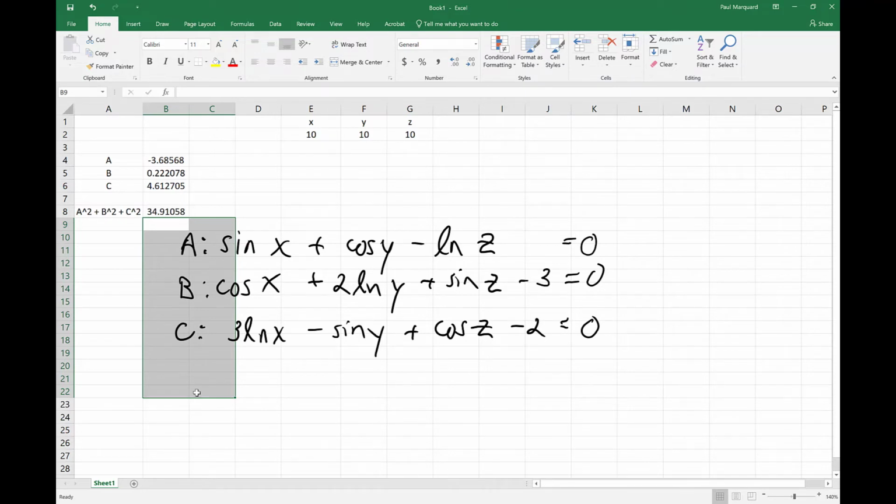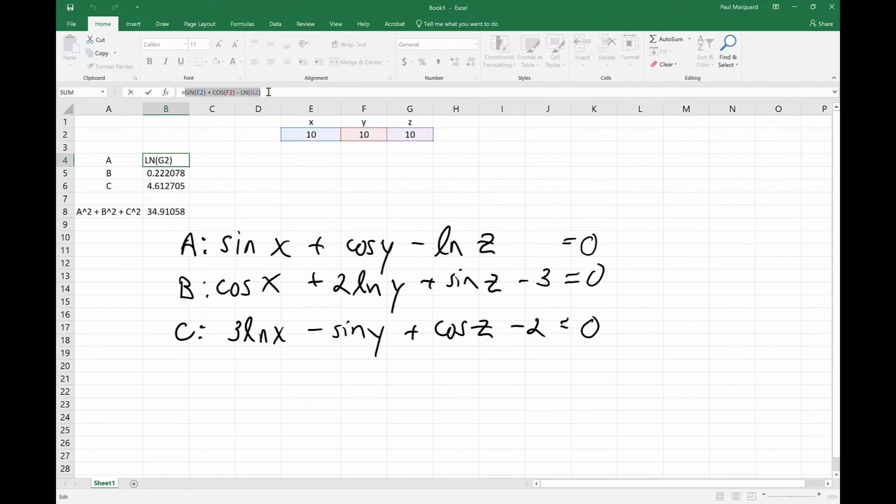And what I've done is I've got that system of equations up here. Here's equation A. So you'll see up here in the command line or the entry line, I've got the sine of E2, but E2 is x, cosine of y, minus the log of z. So that's all right up in there.